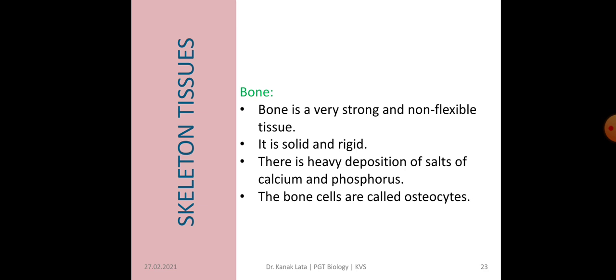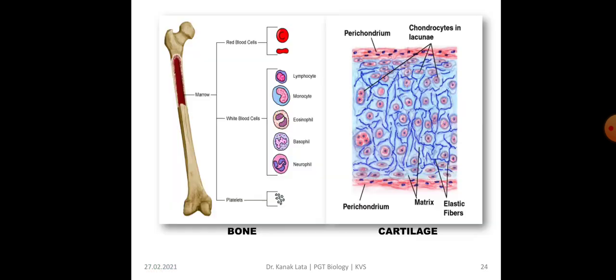Next skeletal tissue is bone. Bone is very strong and non-flexible, unlike cartilage. Cartilage is flexible whereas bone is non-flexible. It is solid and rigid, and in bone there is heavy deposition of salts of calcium and phosphorus, and the bone cells are called osteocytes. Here you can see the diagram of bone and cartilage.